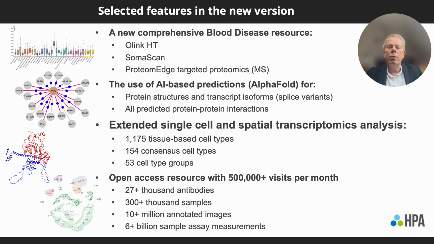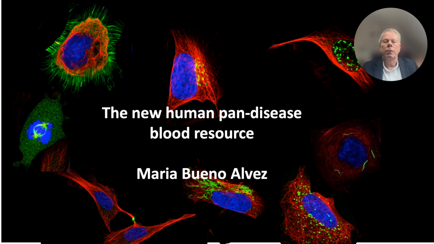The open access resource now has more than 500,000 visitors per month, and we are very proud to have used more than 27,000 antibodies and actually 6 billion sample assay measurements that we show in the atlas. So with that, I'm going to hand over to Maria Bueno Alves, who will talk about the new human pan-disease blood atlas.